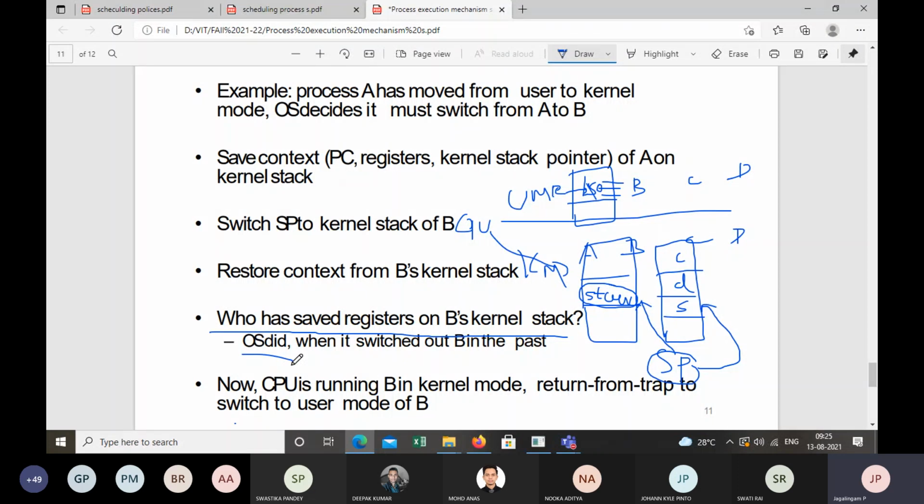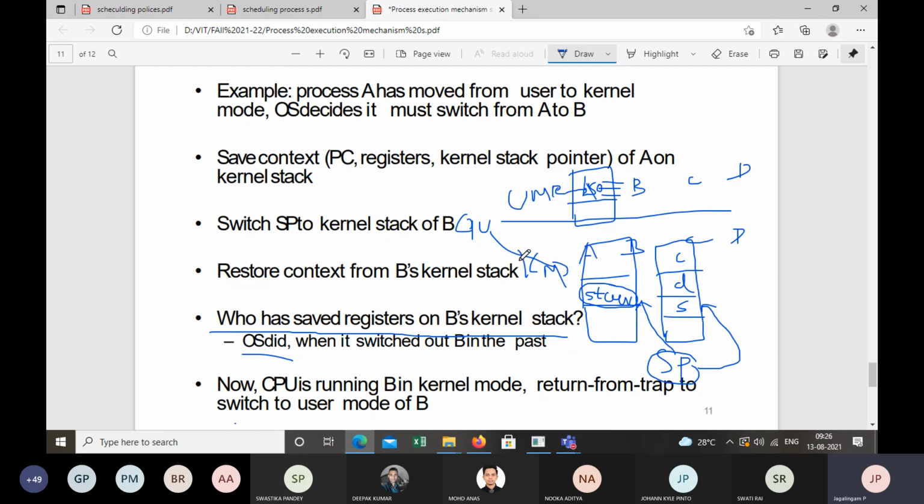In the past, the operating system has executed process B, right? When it said it was done executing process B, at that point of time, it stored the last PC value in the kernel stack of process B. Now the stack pointer points to the stack of process B. Therefore, the operating system decides to execute process B now. Okay.